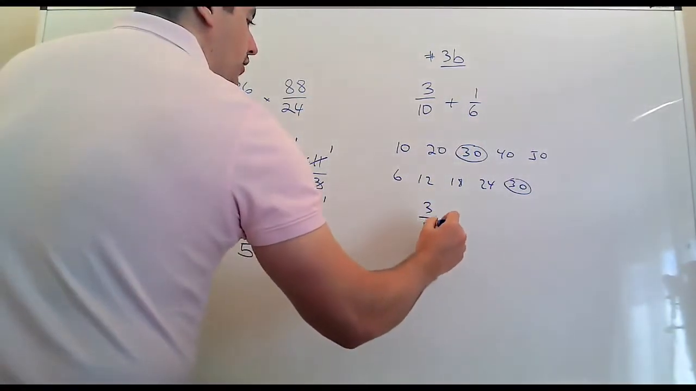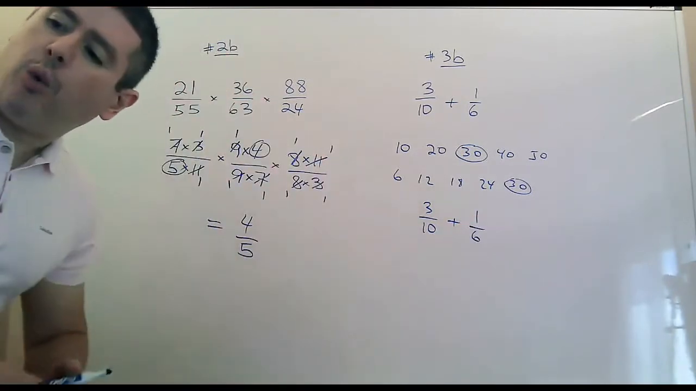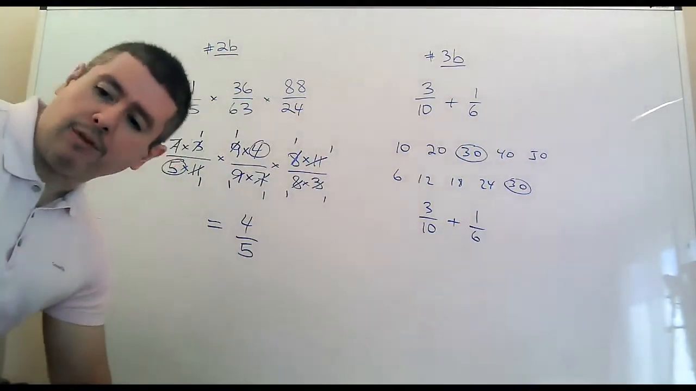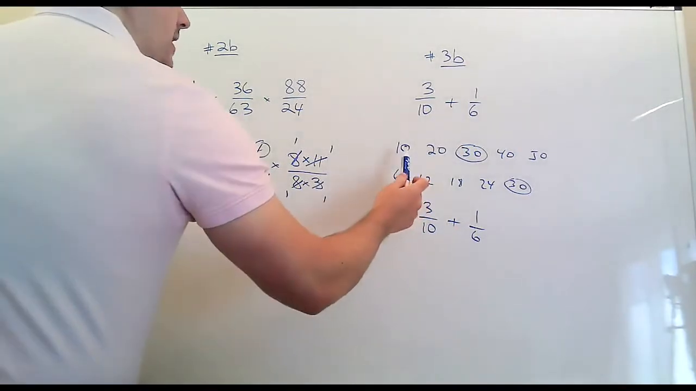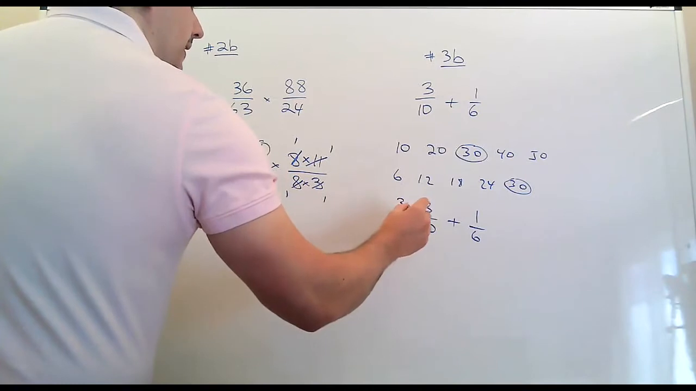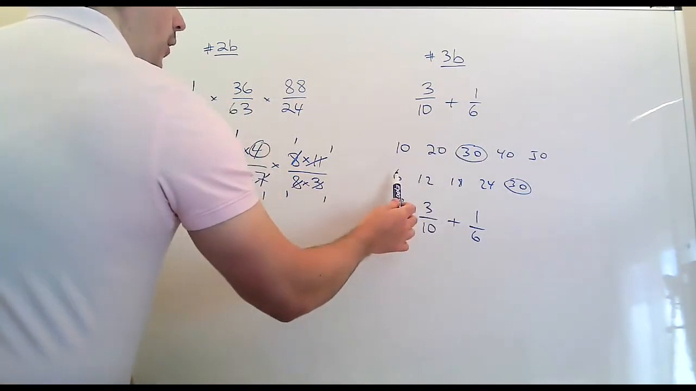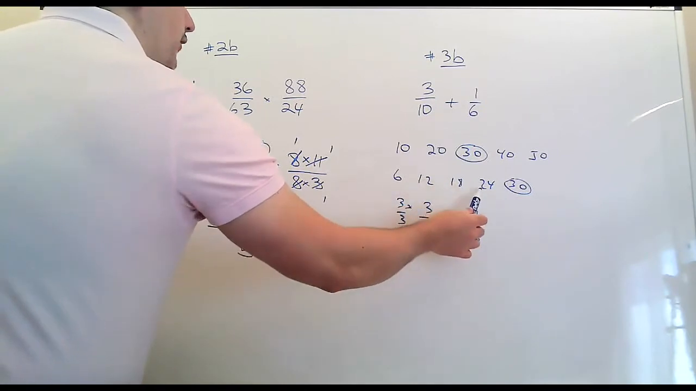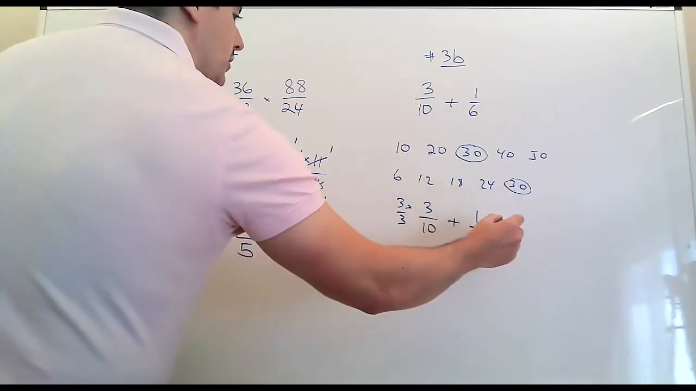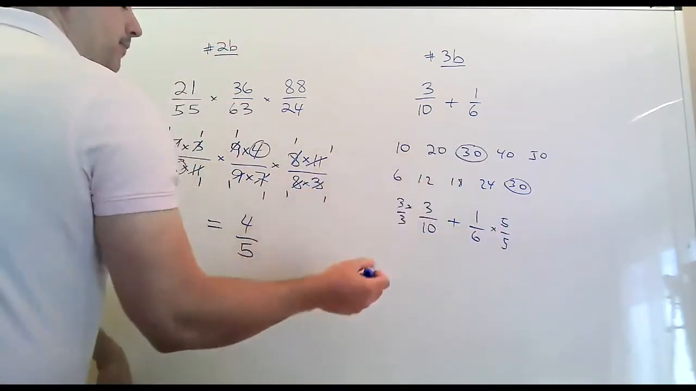So my goal is to turn both of those fractions into equivalent fractions with a bottom of 30. So for 10, 1, 2, 3, that's what you put there. So multiply the top and bottom of this one by 3. Now for 6, 1, 2, 3, 4, 5. So you multiply it by 5. You don't have to do that, but it's easier.